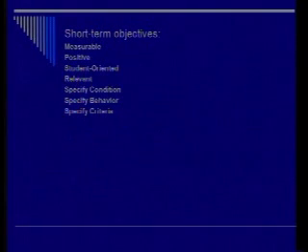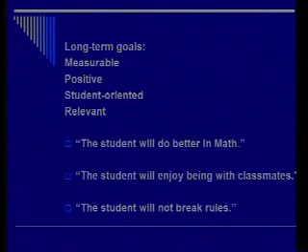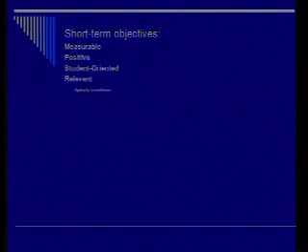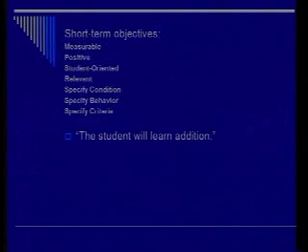Okay, let's look back for a minute. Our long-term objective is the student will do better in math. And then my short-term objective that went along with that was the student will learn addition. Perhaps we just could say the student will be able to perform two-digit addition with sums less than 20, 80% of the time, 80% of trials.